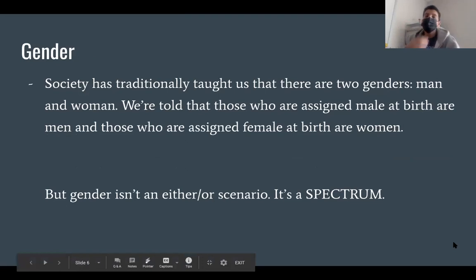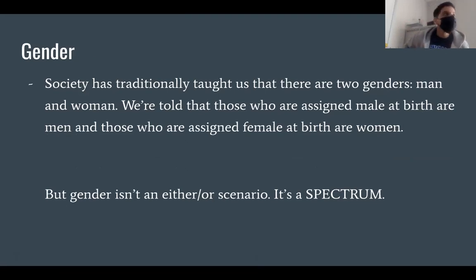On gender. Society has also traditionally taught us that there are two genders, man and woman, boy and girl. And we're told that those who are assigned male at birth are men, and those who are assigned female at birth are women. Many times, those who are assigned male at birth have a penis, those who are assigned female at birth have a vagina. But it's important to know that gender isn't an either-or scenario, okay? It is a spectrum.